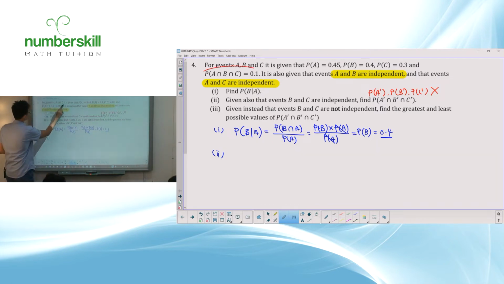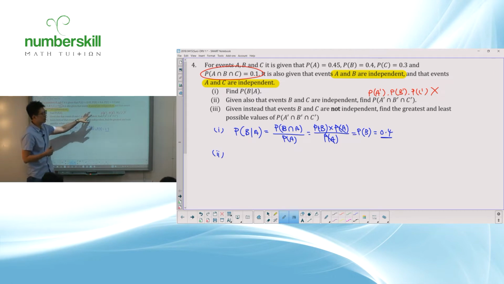Thankfully, we were actually given this. We were given the A intersect B intersect C. So if in some sense, you never heard of the term pairwise independence, then of course you won't be able to logic it out like that, right?